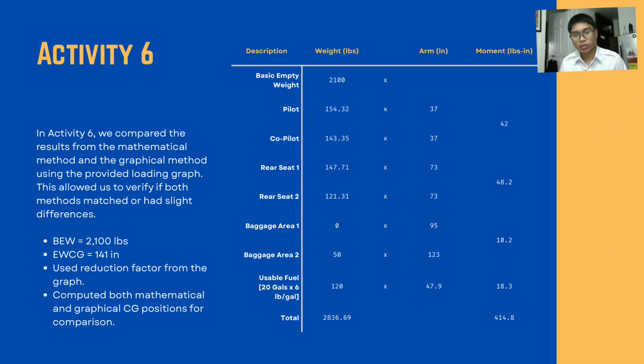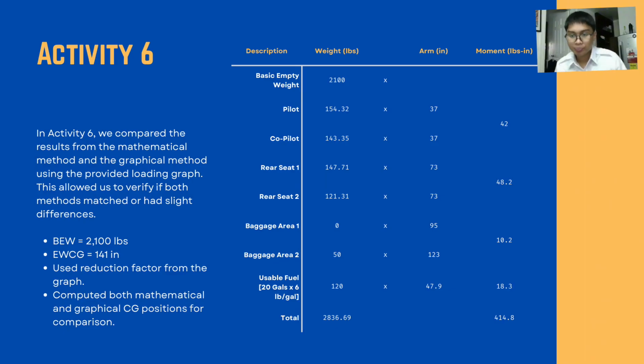In activity 6, what we did was compare the results from the mathematical method and the graphical method using the provided loading graph. This allowed us to verify if both methods matched or had slight differences. The data given to us: the basic empty weight was 2,100 pounds, and the empty weight center of gravity is 141 inches. We used our reduction factor from the graph and compared both mathematical and graphical CG positions.